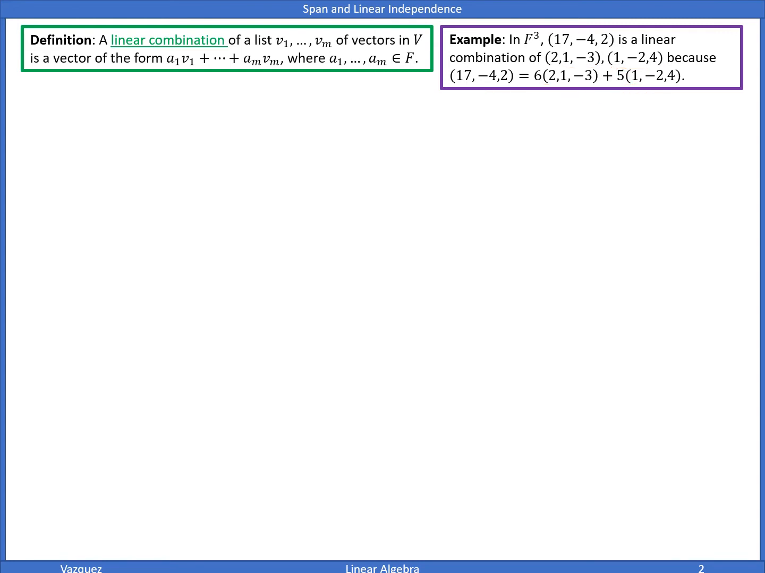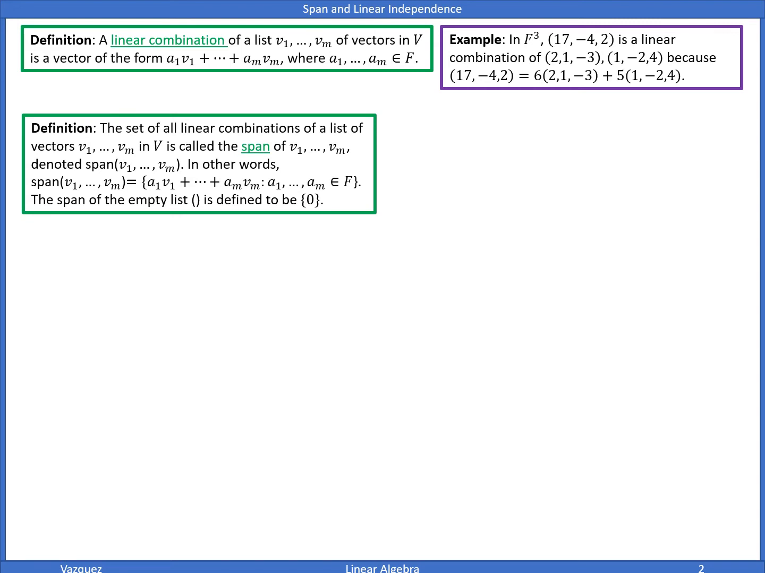But with linear combination comes another term, which is a span of a set of vectors. So the set of all linear combinations of a list of vectors v1 all the way to vm in V is called the span of v1 to vm. We denote it like this. We just put span in parentheses, the list of vectors. So in other words, the span of all these vectors is equal to all their possible linear combinations as a set, right? And again, A1 all the way to Am, they're all elements of F. And we define the span of the empty list to be 0.